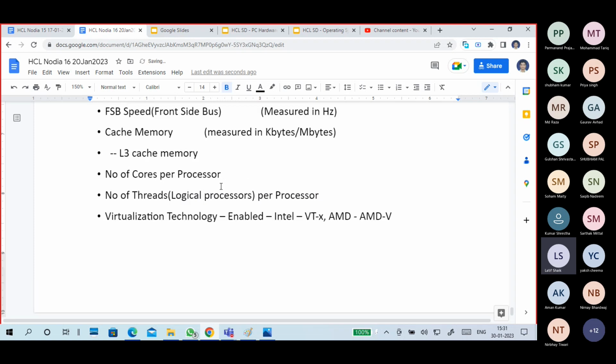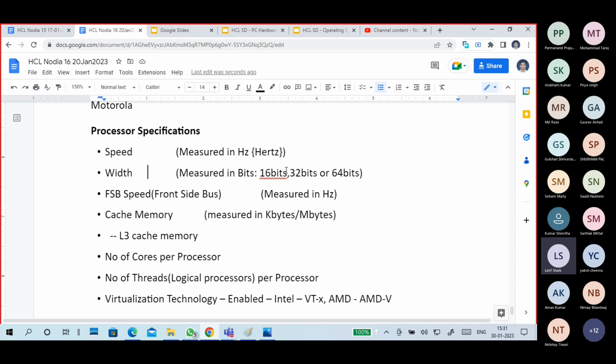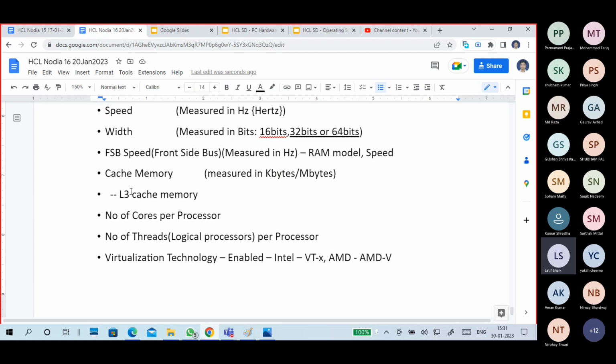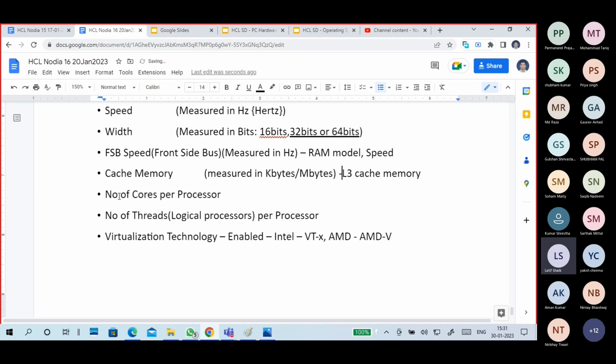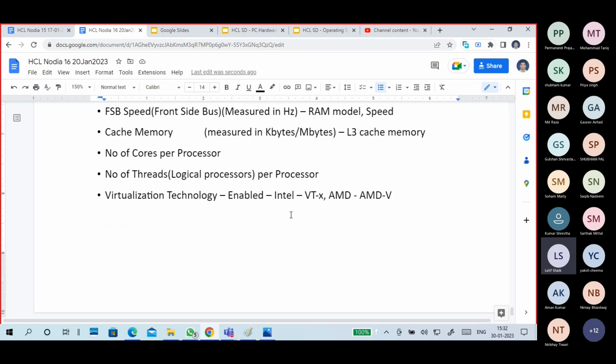Speed of a processor, and width. Width means which bit, 32 bit or 64 bit. Then FSB. FSB is mainly for your RAM. It will tell you the RAM model and speed, what type of RAM you should use and what the RAM speed is. And cache memory, L3 cache memory, number of cores in the processor, number of threads or logical processors. Whether virtualization technology is built in or not, certain features like that are there.